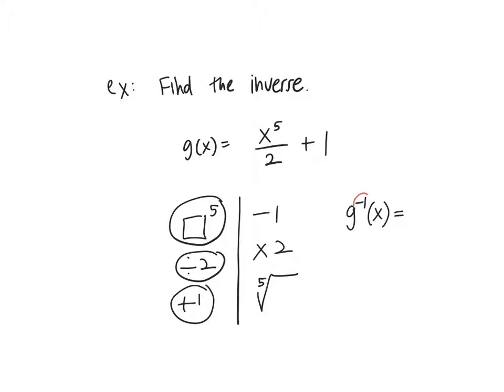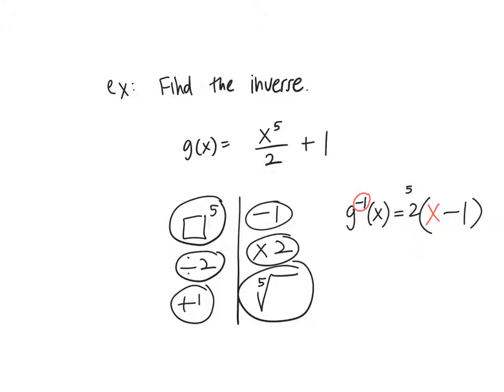Notice right here that the inverse, the -1 notation comes after the g but before the parentheses, is equal to, you start with the x. What do we do first? You subtract 1. Then you multiply 2 to the entire quantity. And then you take the 5th root of that entire quantity. Okay? So g inverse of x is the 5th root of the quantity 2 times x minus 1.